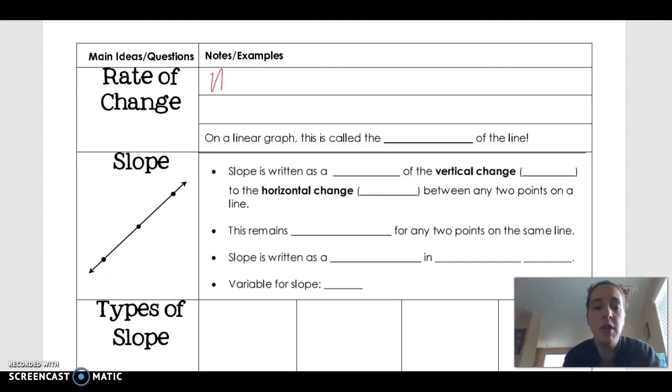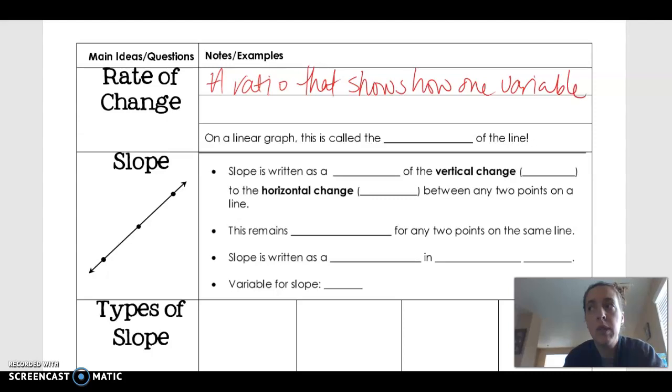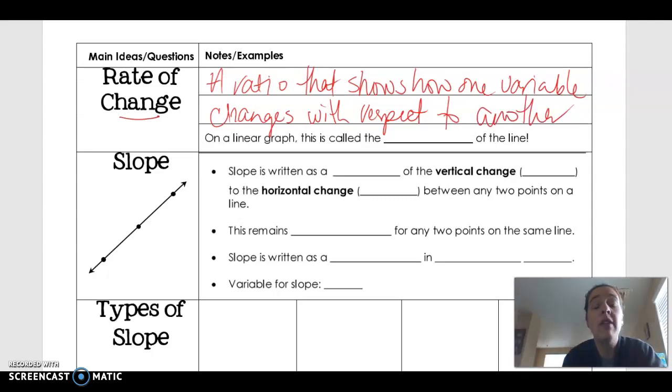So the rate of change is a ratio that shows how one variable changes with respect to another. And we're really going to be seeing this with our x and y values, because those are the two variables we're most likely going to be using. So we're looking at slope. That's the biggest thing. So slope is written as a ratio.